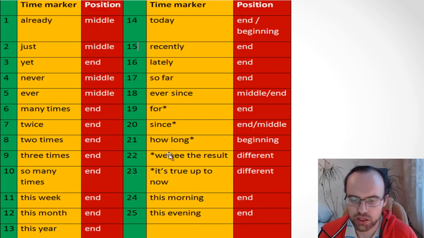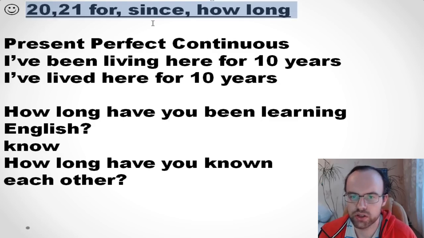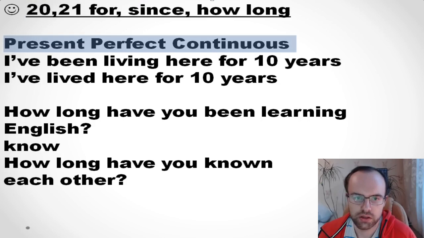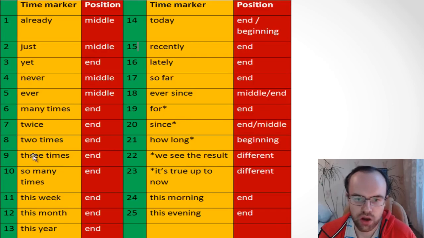So what's next? Two more situations and two more expressions. So this morning, this evening. For example, we use it when we see the result. Okay, let me give you an example. So number 22, but let's revise it shortly. Present perfect continuous: I've been living here for 10 years and I've lived here for 10 years. How long have you been learning English? A very common question. And how long have you known each other? Okay, so when we see the result.